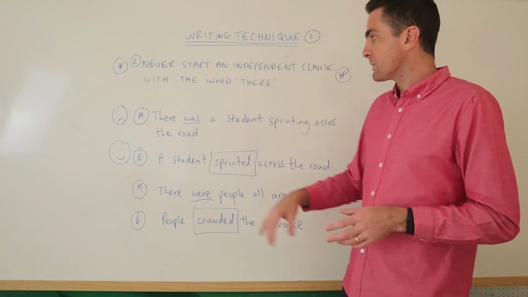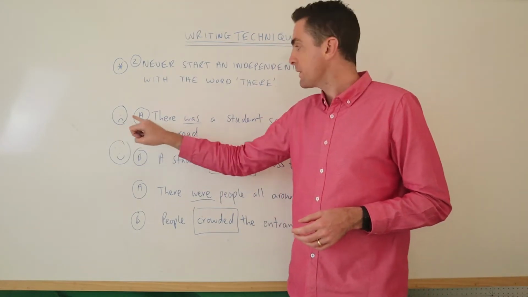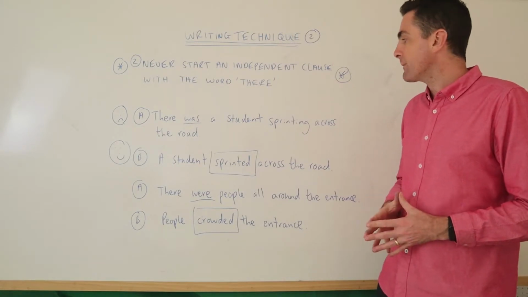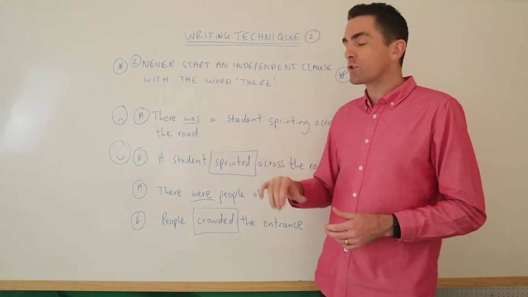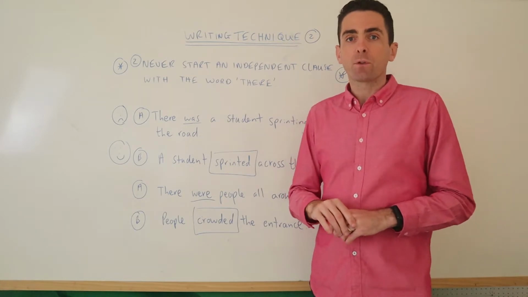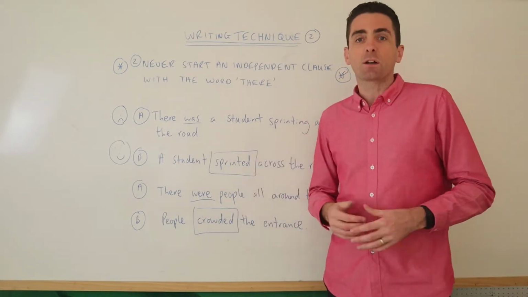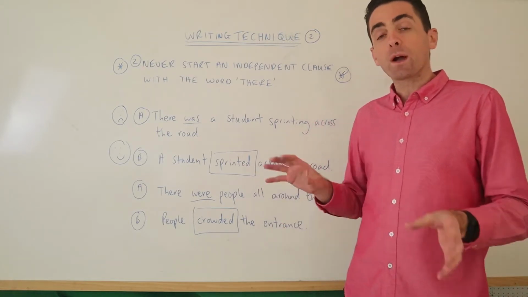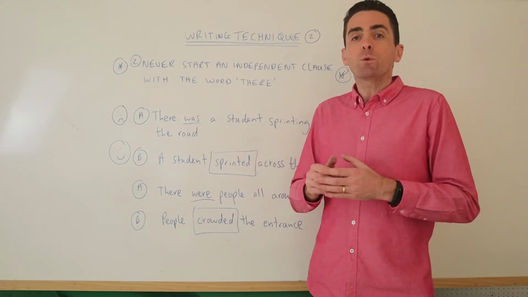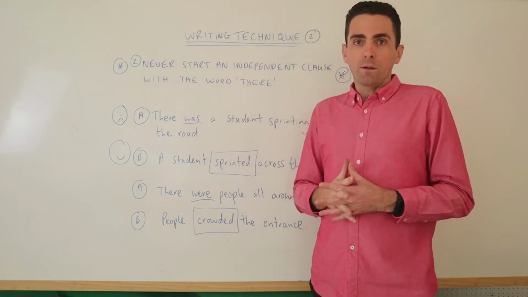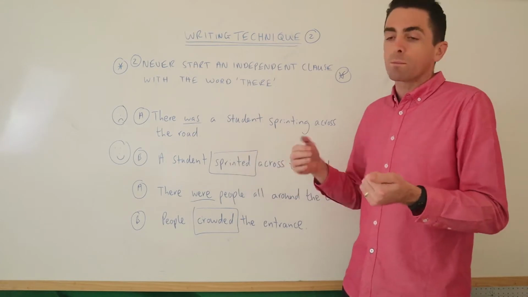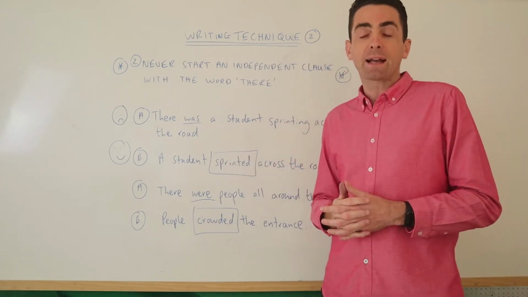Let's look at some examples. Here's an unhappy face for A. There was a student sprinting across the road. Now on the surface you might think, yeah, it's not a bad sentence. It's grammatically correct and everything seems to be in the right place. This is true. But if you want to raise your writing level above what it is currently at, you need to absorb many of these different higher level writing techniques.